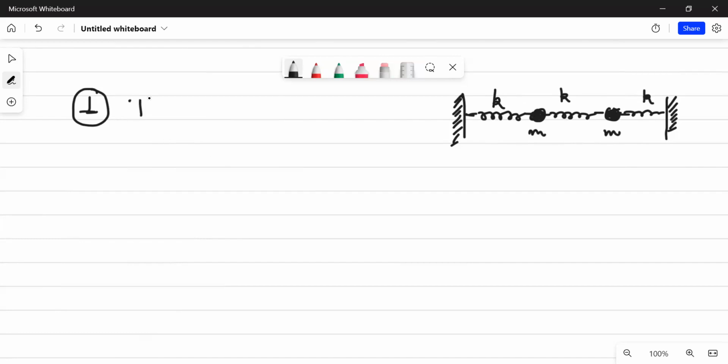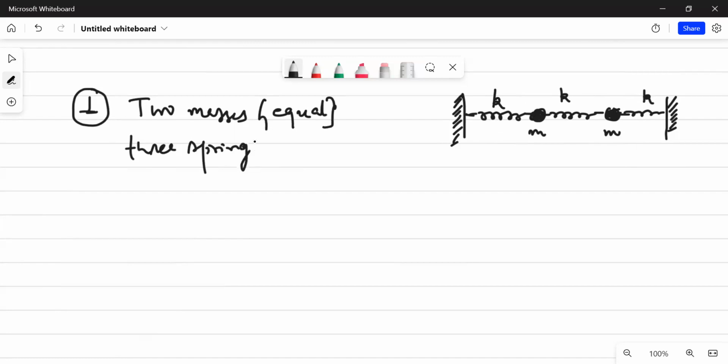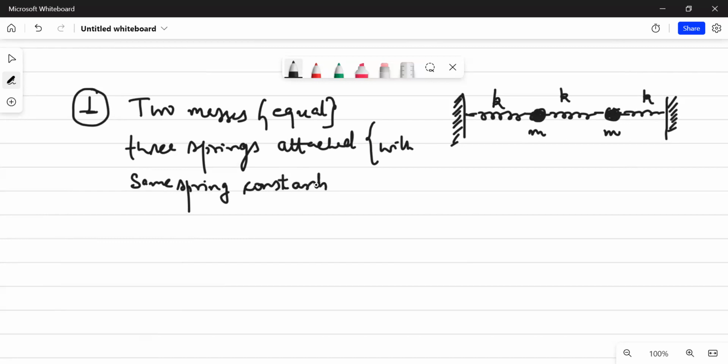So I'm discussing a case where you have two similar masses, two equal masses, and three springs attached as shown, with the same elastic constants, or you can say spring constant instead. This is the first case that we are doing in the cases for the coupled oscillators.